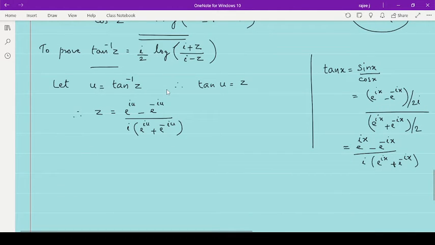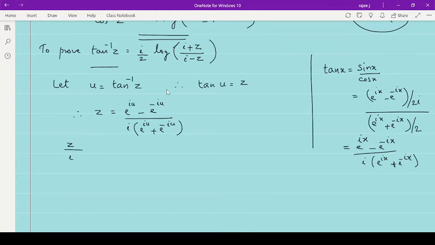Now we need to use the componendo dividendo property. For doing that, I want to remove this i. There are various methods to remove this i. What I am going to do is multiply by 1 by i on both sides, LHS and RHS.